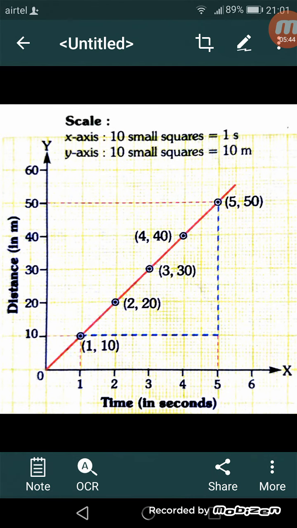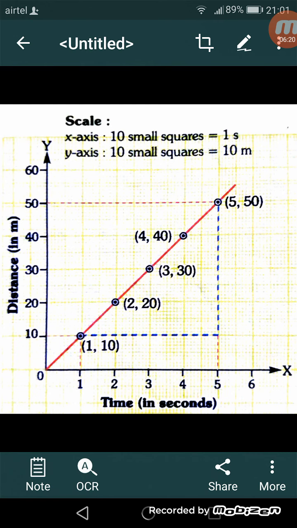So this type of graph shows that the object is at rest. Now there is another line graph. As you can see in this diagram, this is a distance-time graph for a body in uniform motion. What is uniform motion? When any object covers equal distance in equal intervals of time, that is called uniform motion. Here the object, or we can say vehicle, is covering equal distance in equal intervals of time. So when the distance-time graph gives a straight line, it means it is representing uniform motion.